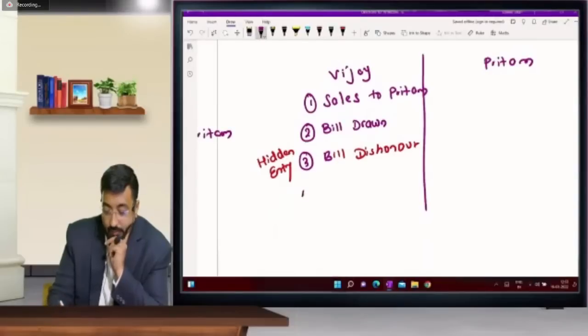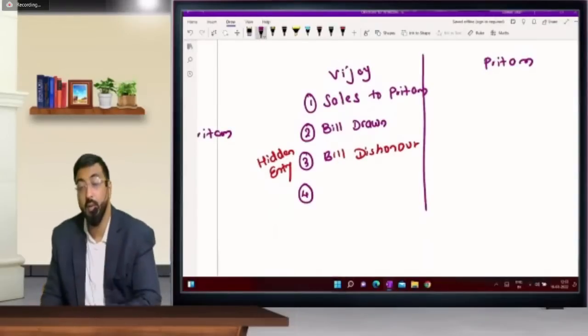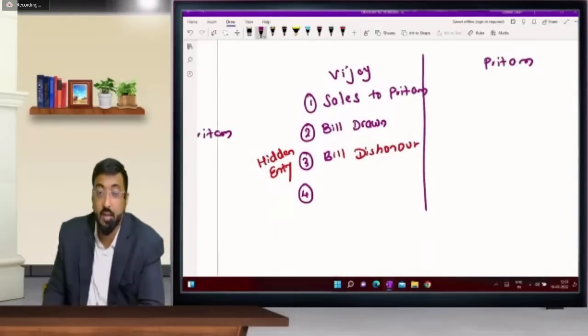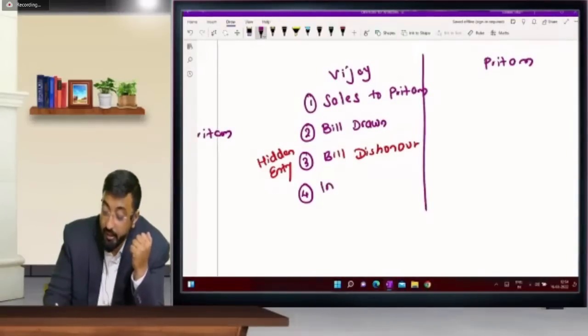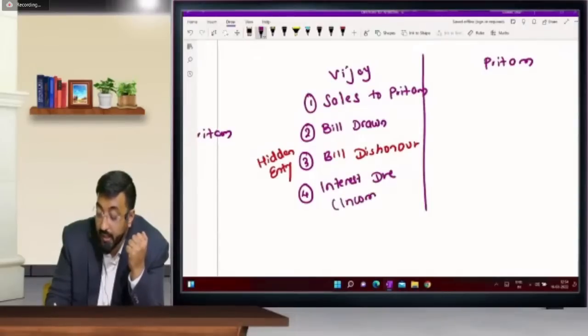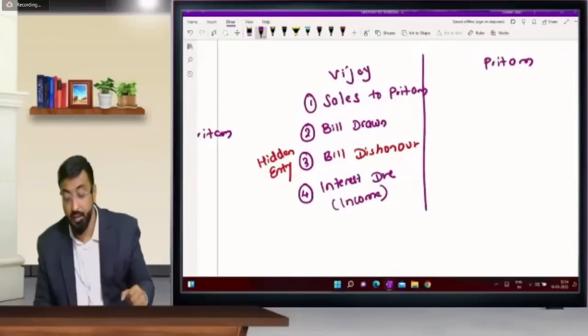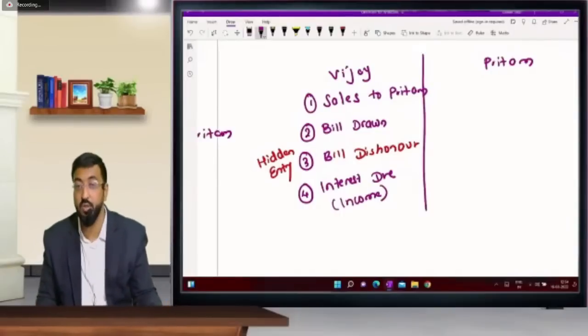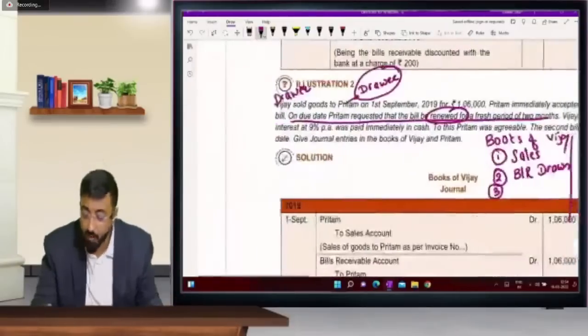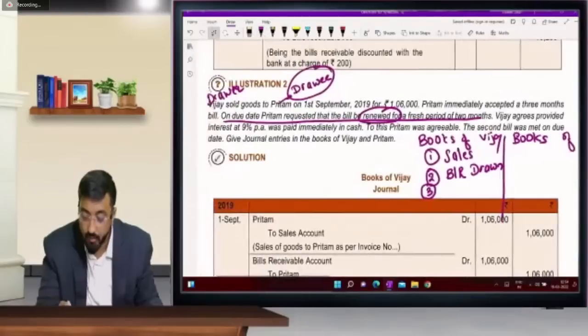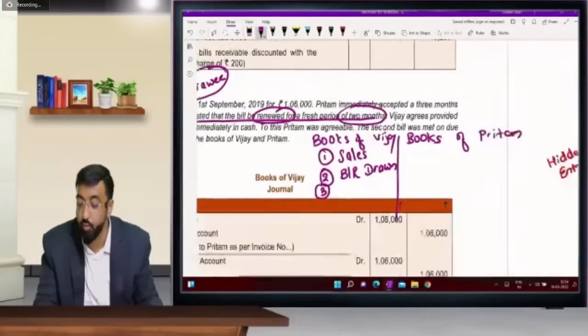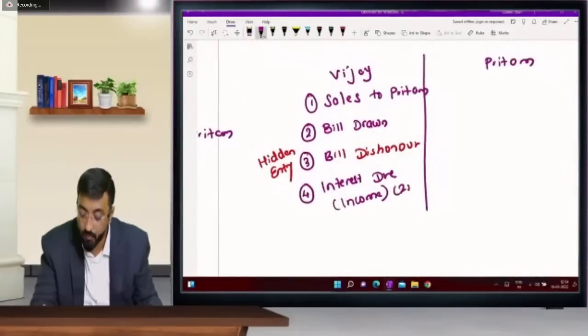Then the fourth entry will be, since he wants 2 months extra time, interest due. Interest due is income. So this is the next entry. Understand? Interest of how many months, beta? Interest for 2 months. Extra time, 2 months.